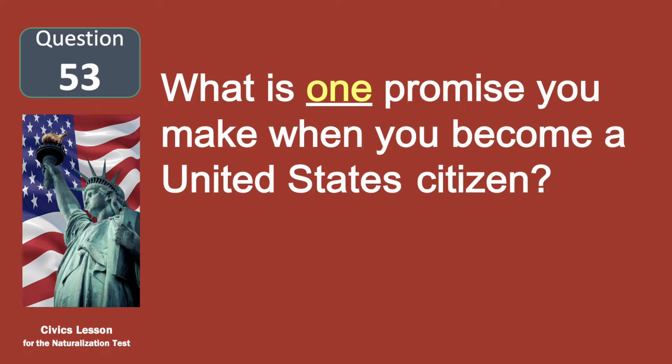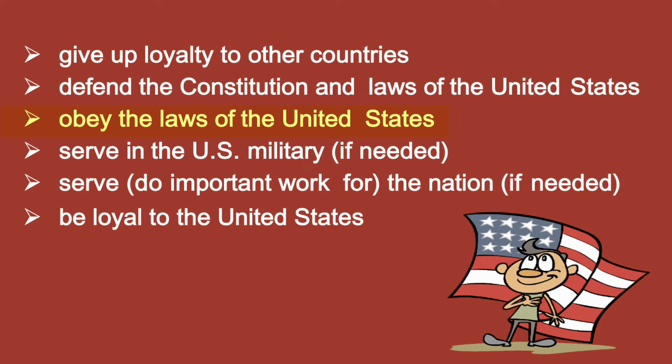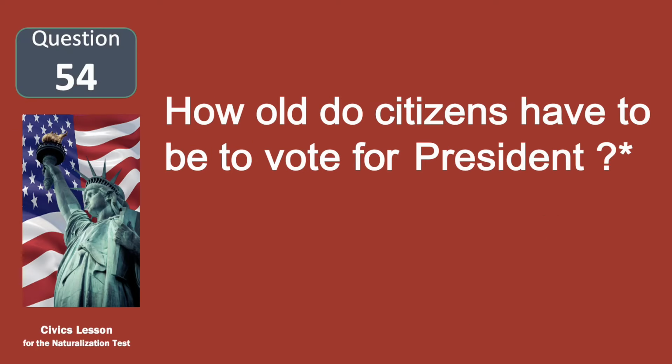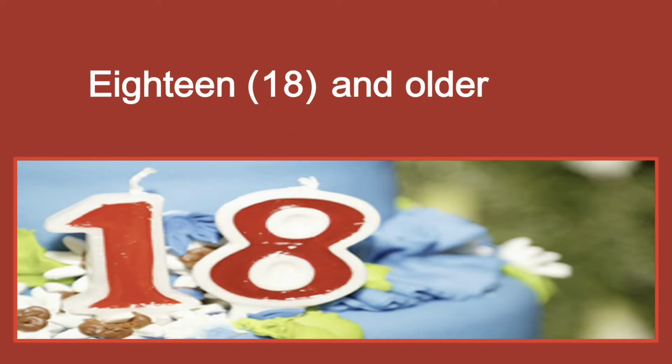What is one promise you make when you become a United States citizen? Obey the laws of the United States. How old do citizens have to be to vote for president? 18 and older.